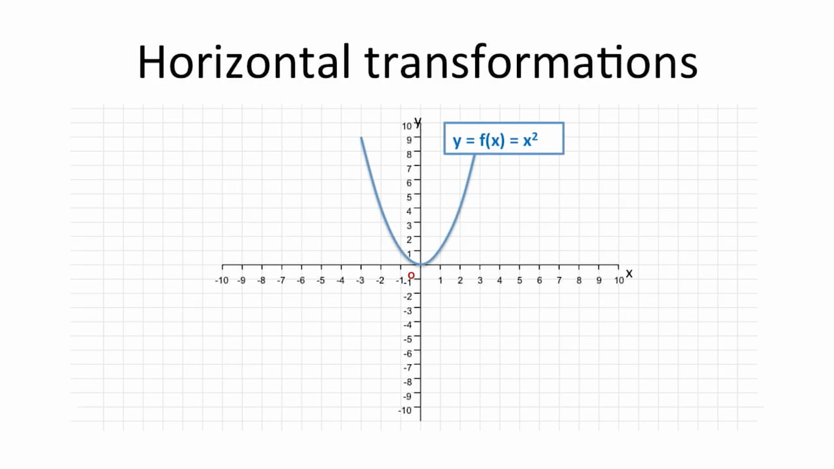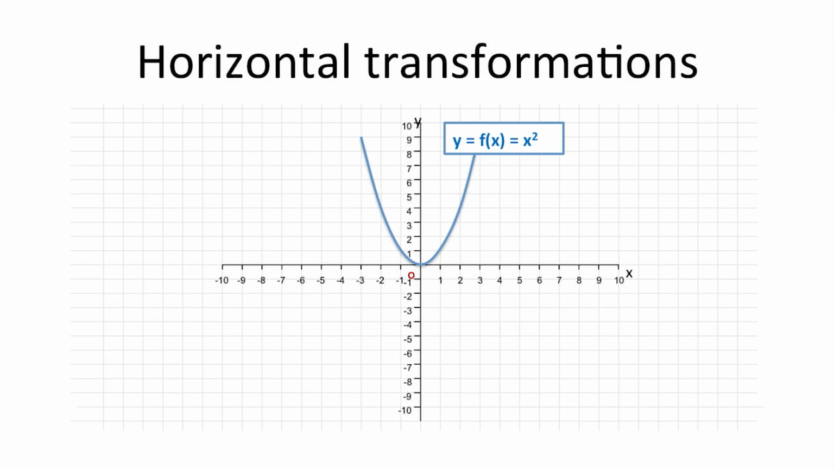Now, when it comes to transformations of graphs, there's lots of different transformations you need to know, and you must make sure that you understand what each one does to a graph when we perform the transformation on it. So let's go through them all one by one. The first type of transformation we see is a horizontal transformation.